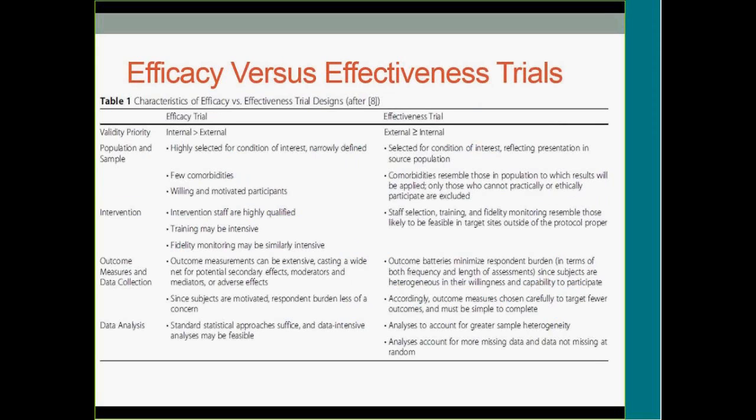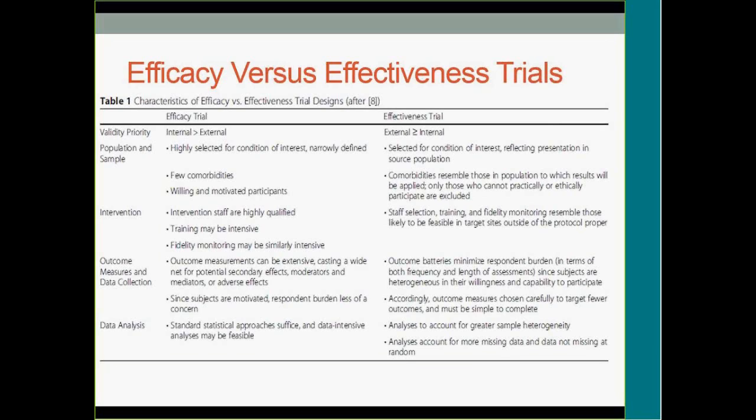The other terms I think that are important to realize that pertain to implementation science are efficacy versus effectiveness. So efficacy refers to whether or not whatever you're testing out works under ideal conditions. So you have higher internal versus external validity. You have highly selected populations and conditions of interest, very few comorbidities.